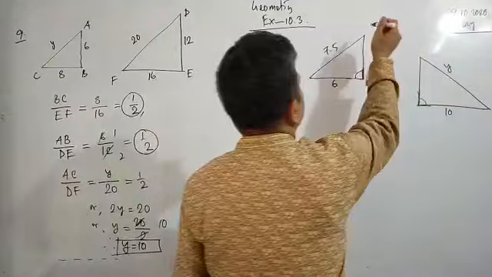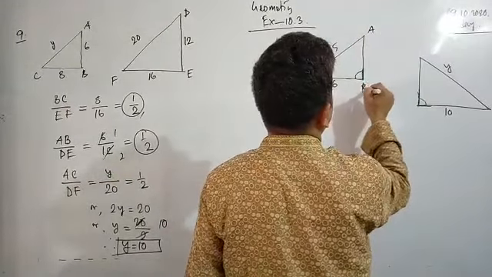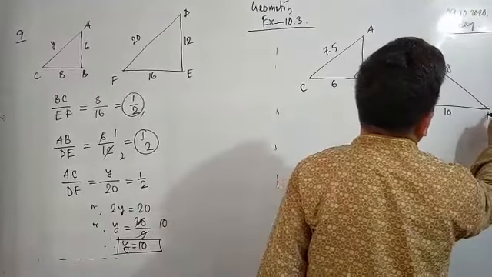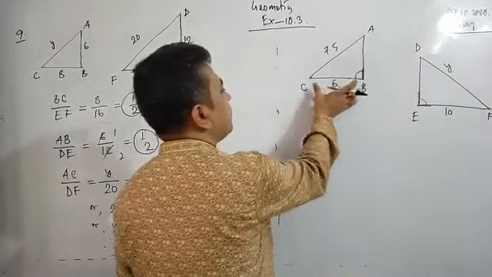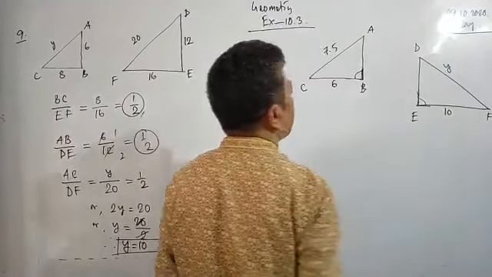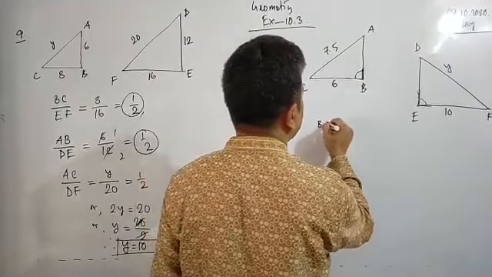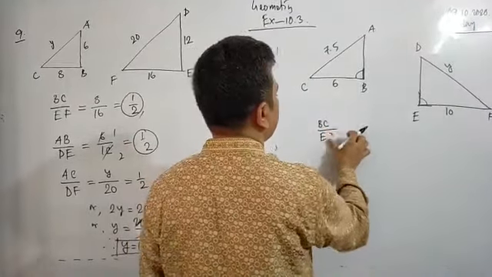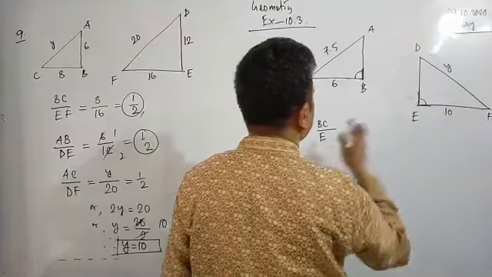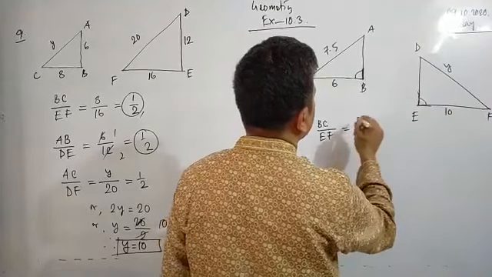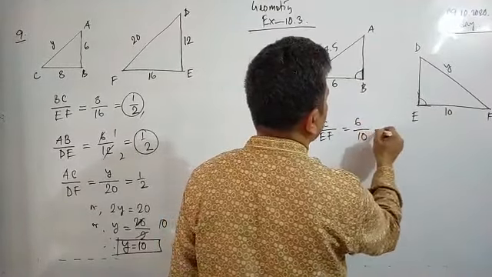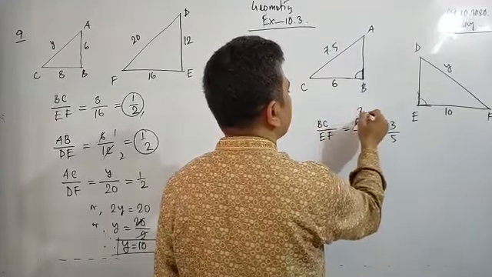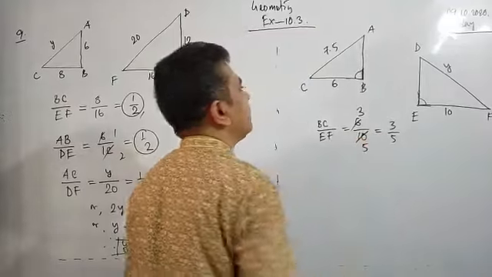If you consider, for example, this one is A, B, C, and this one is D, E, F. Okay, so we can match this side with this side. So we can take BC divided by EF, the ratio of two sides, this side and this side. BC over EF is equal to 6 divided by 10, which is equal to 3 divided by 5. If we divide by 2, it is 3 here and 5 here. So 3 divided by 5.